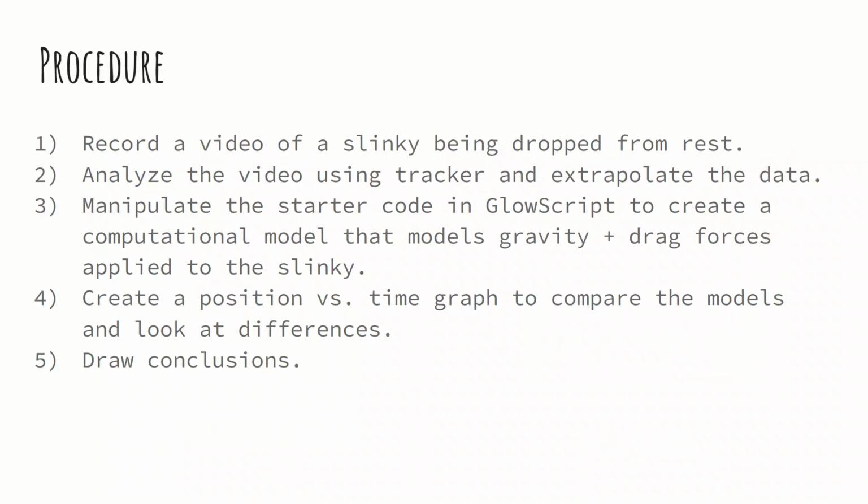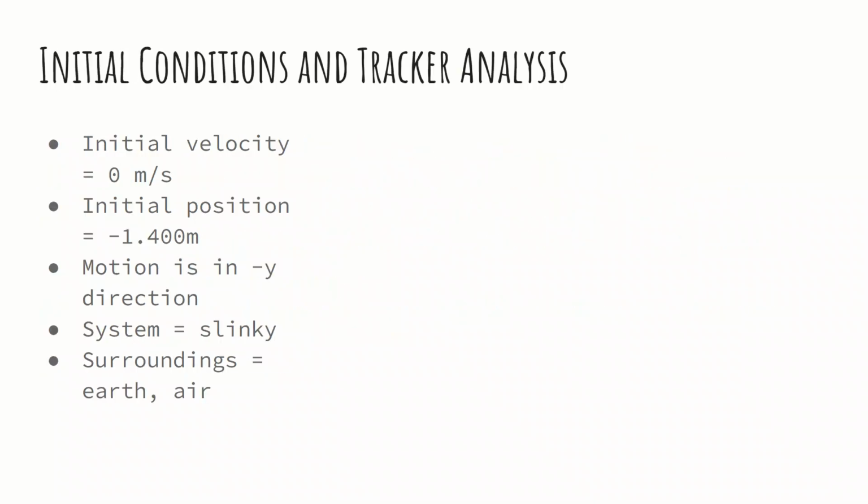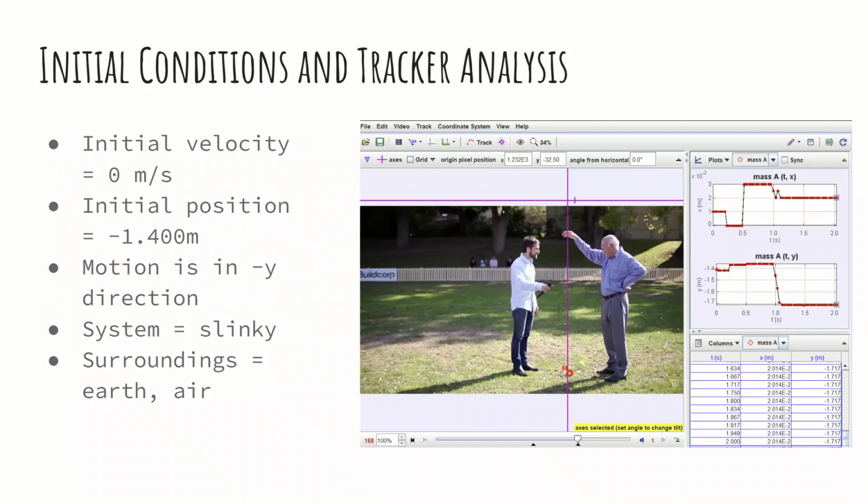The procedure of this experiment was to record a video, or analyze the one on YouTube, of a slinky being dropped from rest. Then we analyzed the video using Tracker and extrapolated the data. Then we manipulated the starter code in GlowScript to create a computational model that models gravity and drag forces applied to the slinky. Then a position versus time graph was created to compare the models to look at differences, and finally conclusions were drawn. The initial velocity was zero because it started at rest, and the initial position was determined based off the axes placed in Tracker shown to the right.